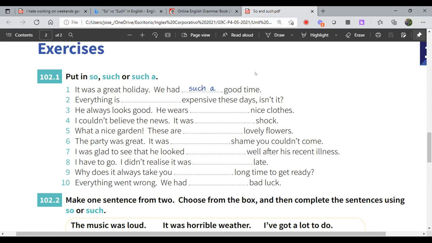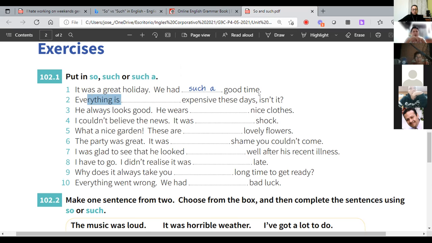Before I let you work on this one, let's see. Vamos a ver quién se anima en number two. Let's see who can help us on number two. So everything is. What would be the answer? So. Such. Number two, everything is such expensive this day, isn't it? Okay. And are you sure it's so, such and not so? ¿Estás segura que es such y no so?